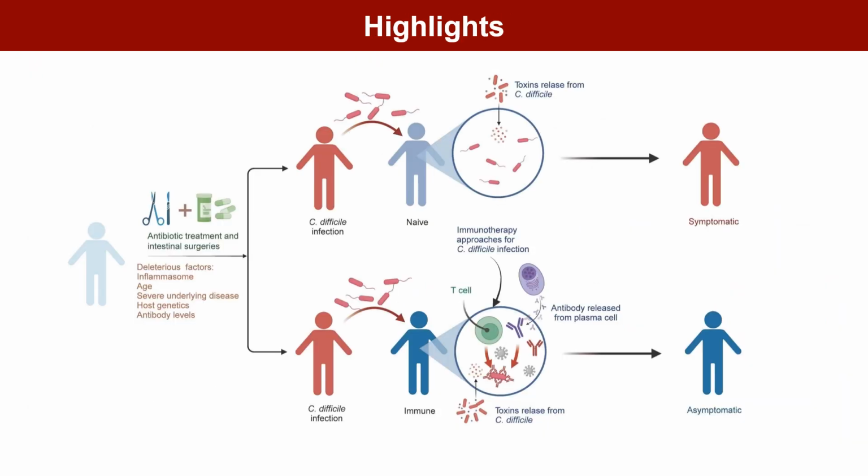Highlights: the progression of Clostridioides difficile infection, CDI, is influenced by various factors, including the use of antibiotics, age, comorbidities, immune gene polymorphisms, and antibody levels. Immune response plays a critical role in controlling both the course and severity of CDI. Immunotherapy holds significant promise for advancing both treatment and prevention strategies for CDI. This encompasses the application of monoclonal antibodies, vaccines, and fecal microbiota transplantation, FMT.